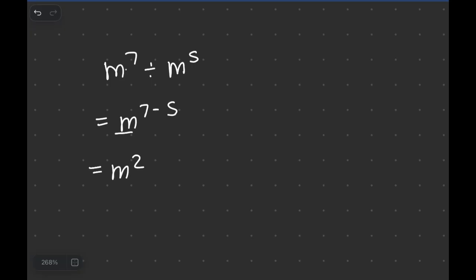Same base. It's the complete opposite of the multiplication law. The base is the same. Instead of adding, you're subtracting the exponents. So you get 7 minus 5 and you get m squared.